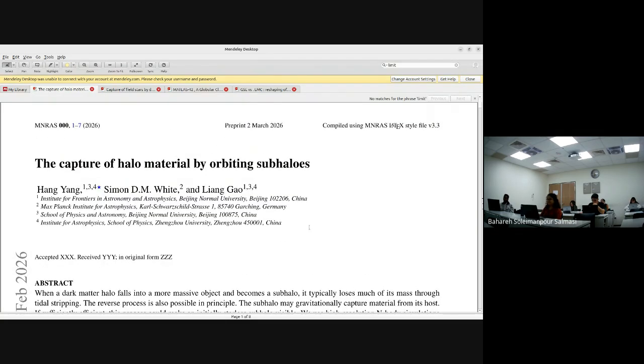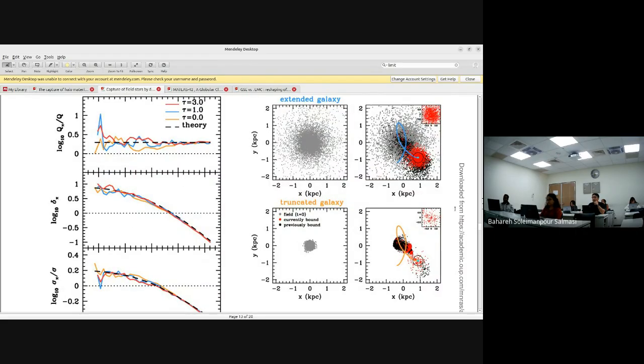So this paper is the capture of halo material by orbiting subhalos. It was originally proposed by Lee's paper, I think it's 2005, by Nebula.